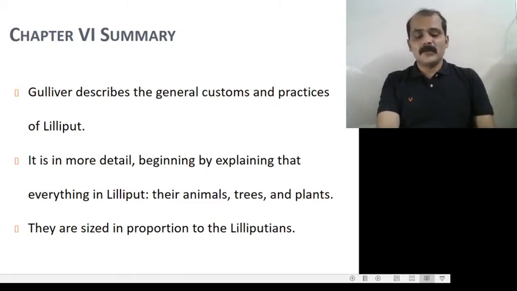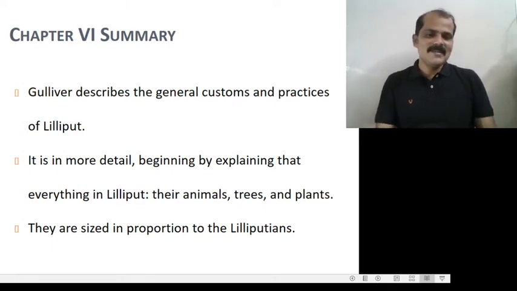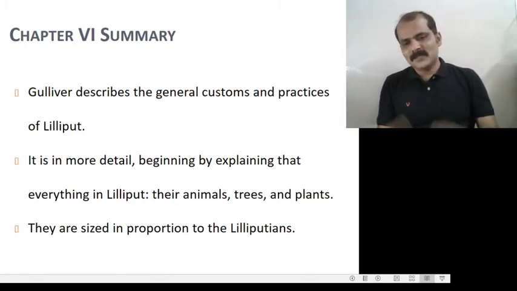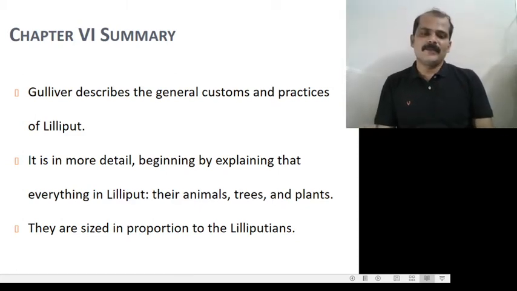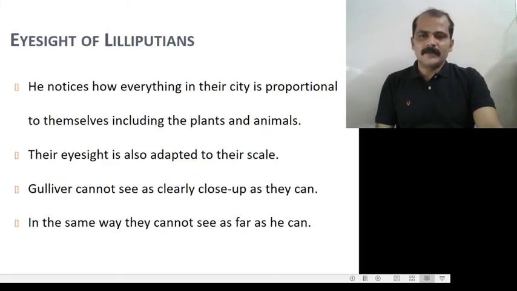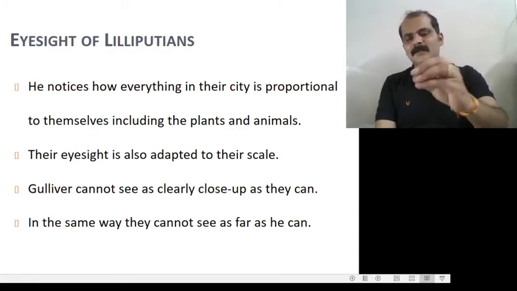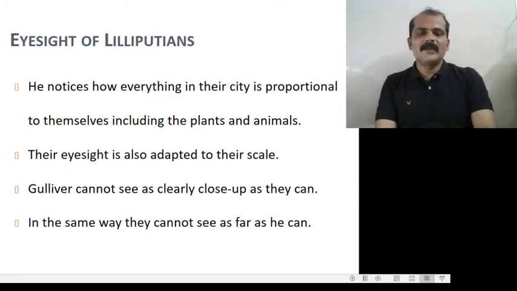So if you just think about that, how is it possible? The size of animals is in proportion to the Lilliputians only. The trees also, the plants also, are sized in proportion to the Lilliputians. This is what he says. And this is the title I gave for this slide: Eyesight of Lilliputians.